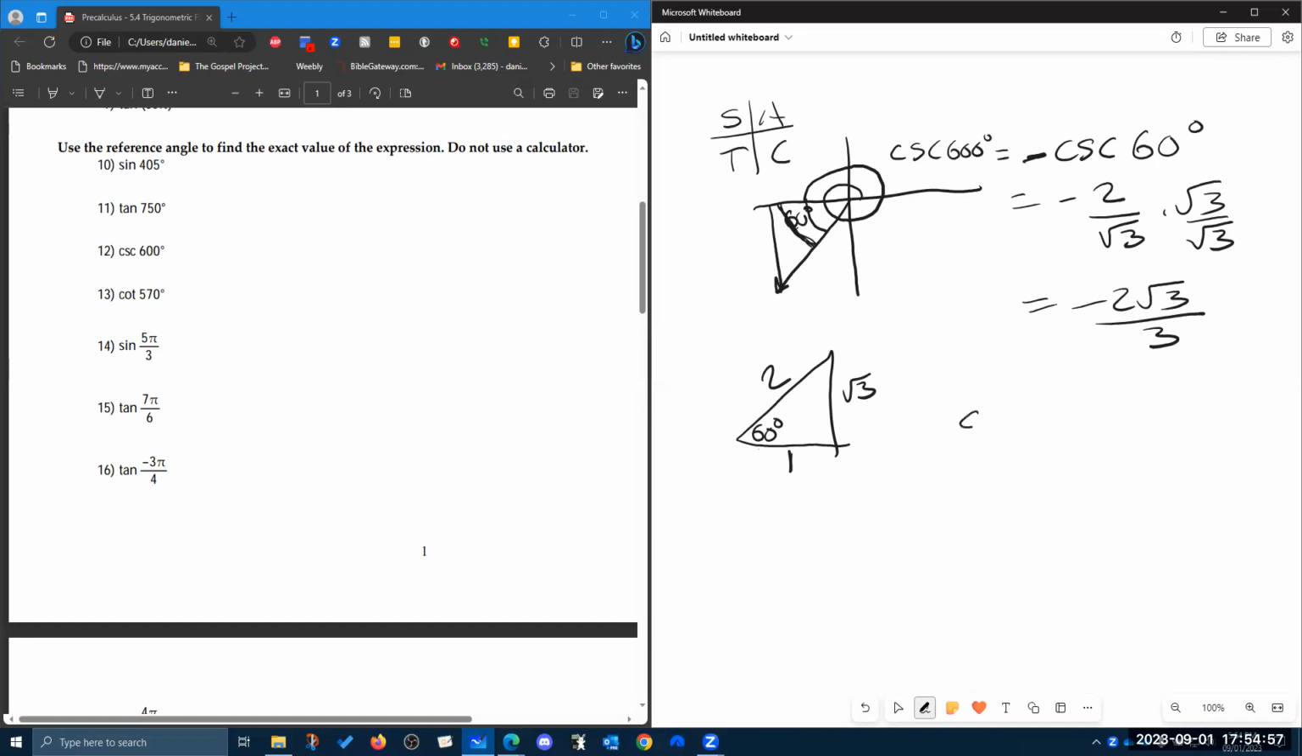Let's try cotangent of 570 degrees. So that's going to be 360, 450, 540, and another 30. So we have a 30-degree reference angle. Now cotangent is going to be positive in quadrant 3. So this is going to be the same thing as the cotangent of 30 degrees.